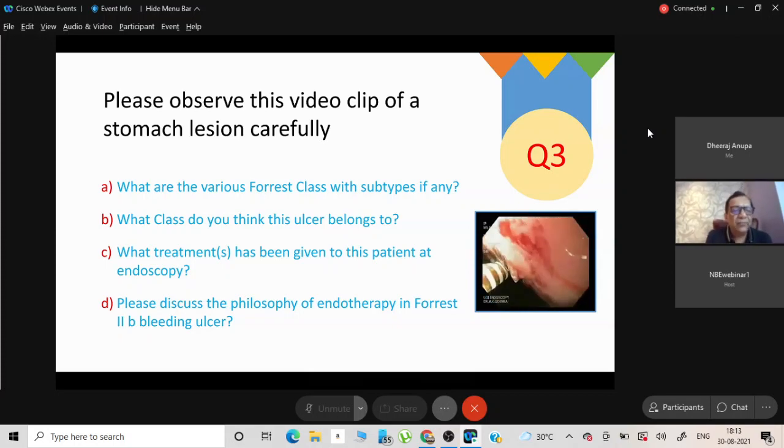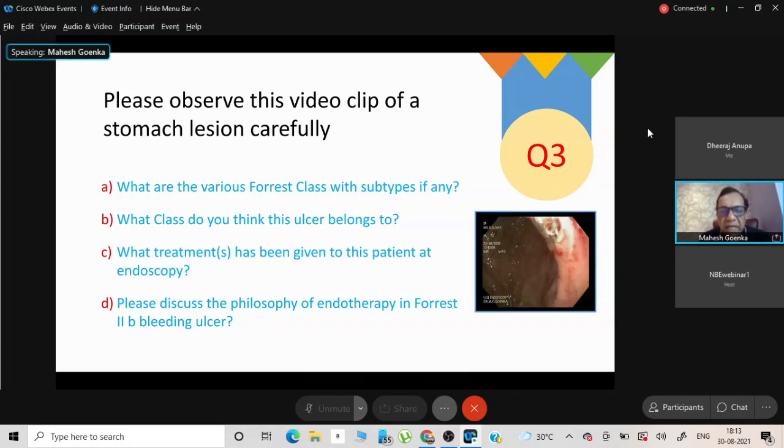Okay, so the question has 4 components. What are the various forest class? And if there are subtypes, if any, you may give a one-word description of the forest class as well. What class do you think this ulcer belongs to? What treatment has been given to this patient at endoscopy? And please discuss the philosophy in 1 or 2 lines of endotherapy in forest class 2B bleeding ulcer. I can run the video again.